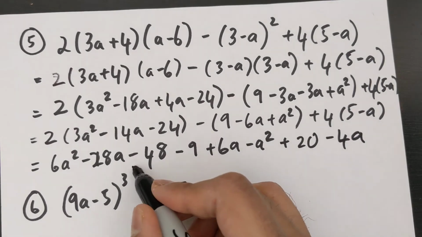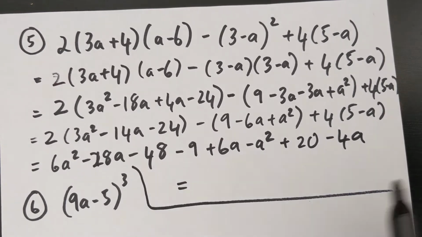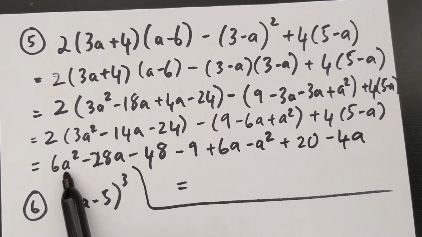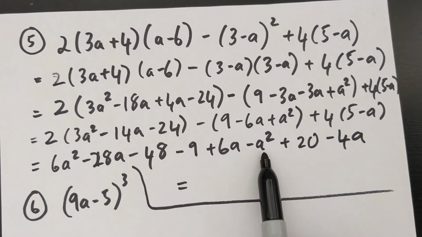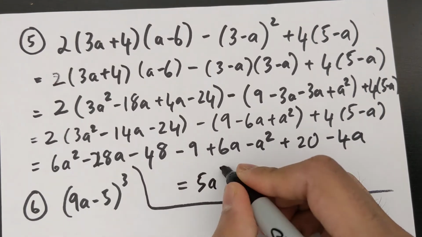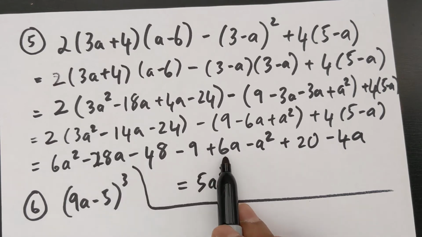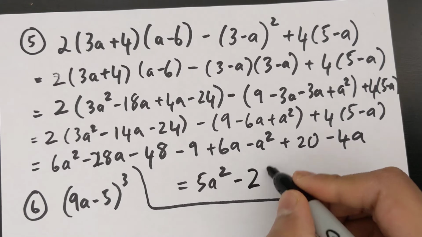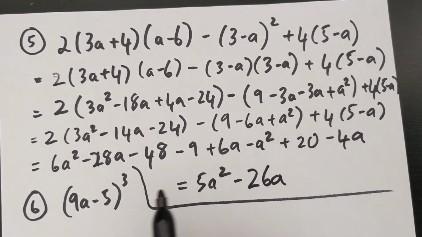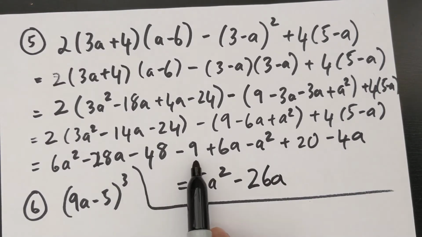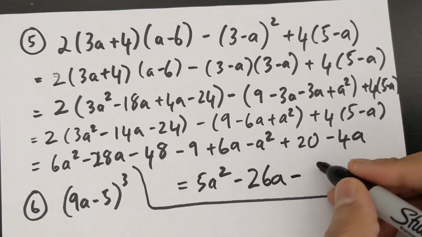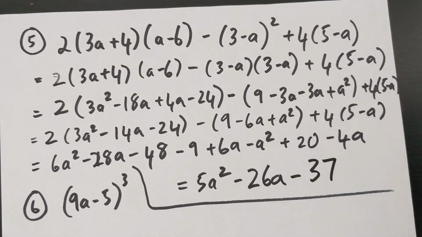Finally, I'm going to combine my like terms. So 6a squared minus a squared is 5a squared. Negative 28a, that's negative 22a, it's negative 26a. And then minus 48 minus 9 is minus 57, plus 20 is minus 37. So that is my final solution.